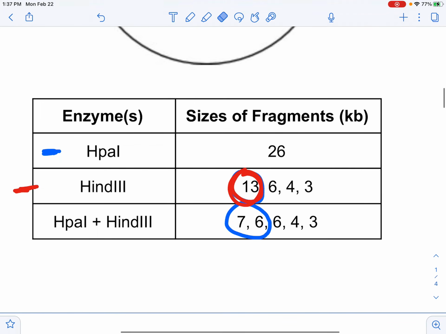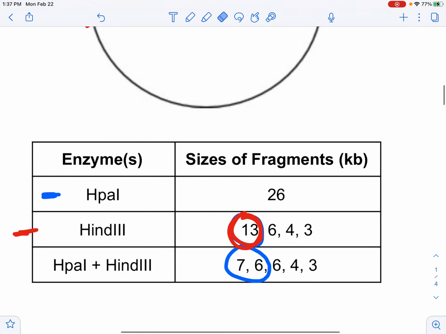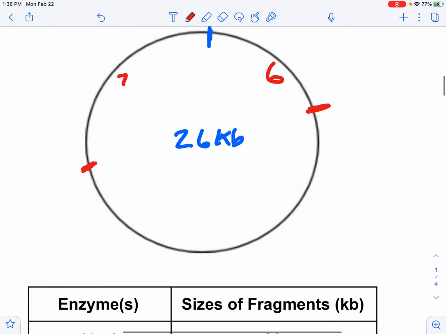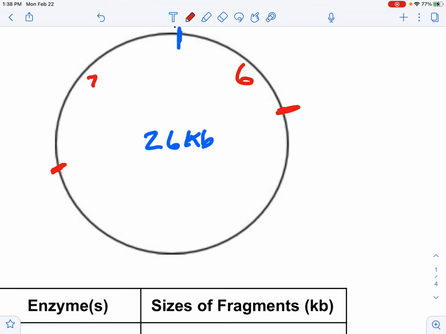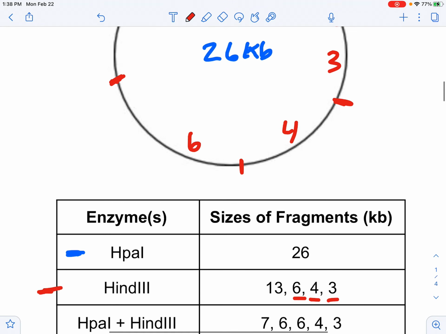And then the other cuts are a 6, a 4, and a 3. Honestly, you could put those anywhere down here, and it doesn't really matter. It's going to be impossible to tell exactly where they are. So here's a 6, here's a 4, and a 3. Then let me label those.